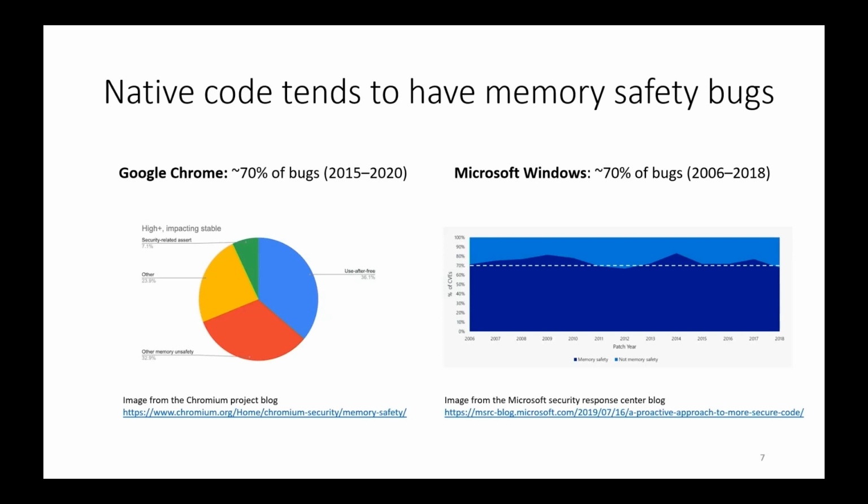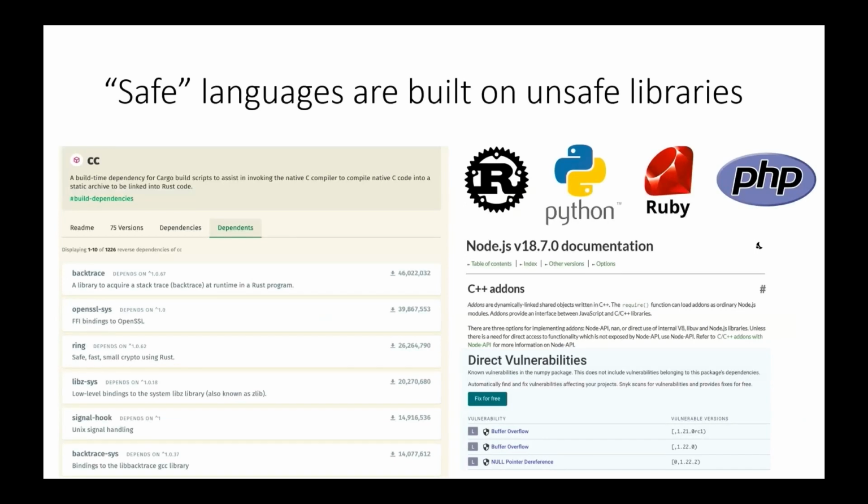And at this point, you might say something like, well, let's stop writing stuff in C++. I'll write everything in Rust, or something like that. And there's a problem there, which is these safe languages are also built on these same unsafe libraries. So if you look up the cc crate on Rust, or the add-on API in Node.js, you'll see this. And as just one other example, something like OpenSSL, 500,000 lines of C, it's a common dependency even in Rust applications, for example.